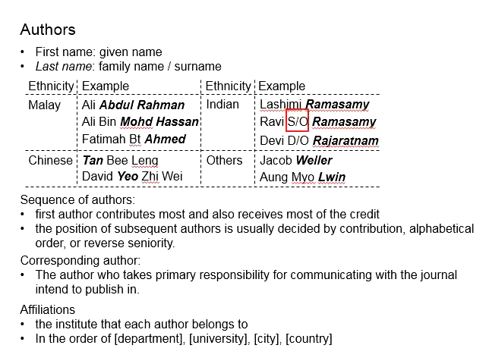This S/O represents the son of. That means this person is a male Indian. His name is Ravi and his family name is Ramasamy. Let us look at another example.